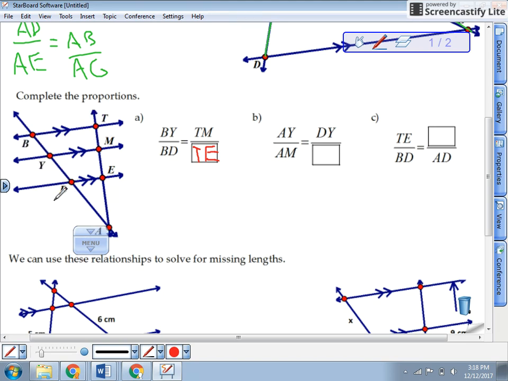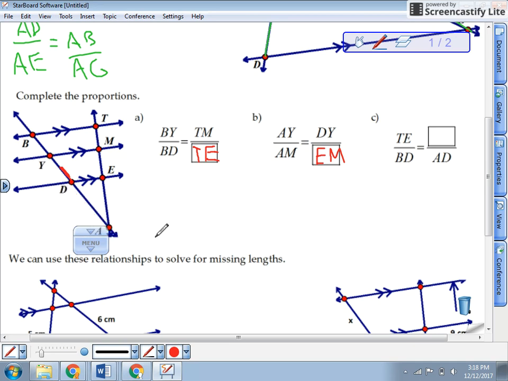If they say AY, where is AY? A is down here at the bottom. AY is to AM, which is on this side, so that whole thing. Then they're saying DY, this piece, which must be to EM on this side. Let's take a look at one more example here.